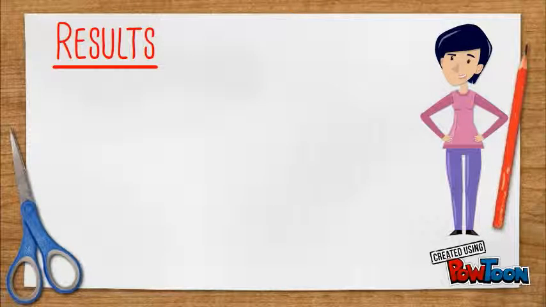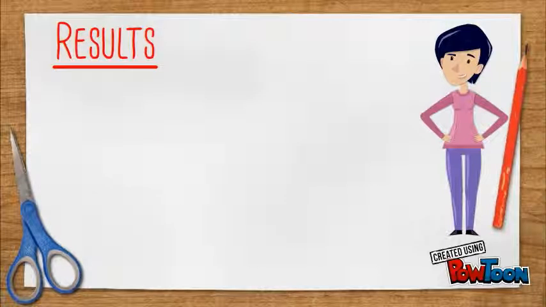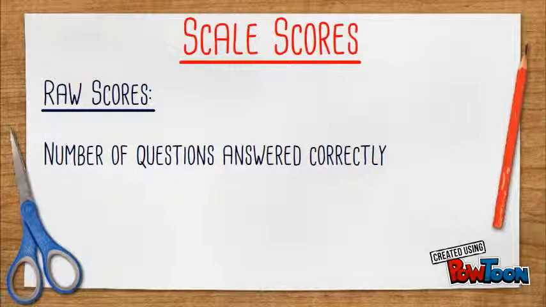Your student scores are reported in three ways: scale scores, percentiles, and achievement levels. I'll spend the remainder of this video going over each of these. In order to fully understand scale scores, I want to go over two concepts.